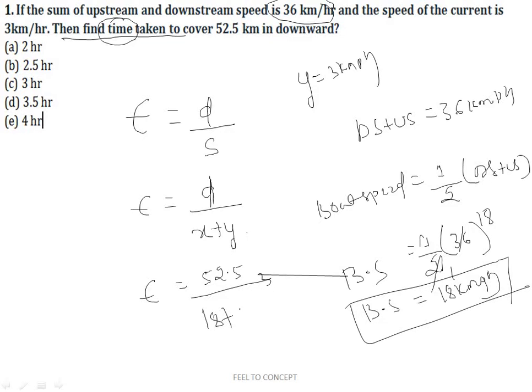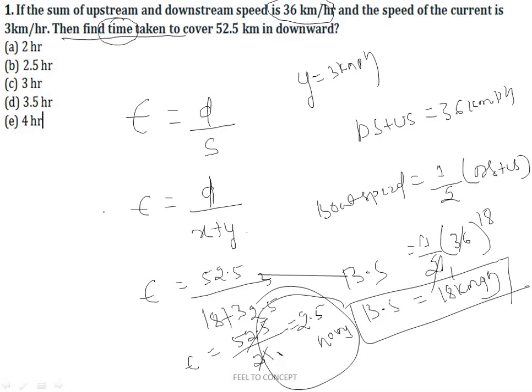We need to represent x plus 3. T equal to 52.5 divided by 21. 21 ones are 21, 21 twos are 42, the remainder is 10.5, which gives 5 after 21 fives. The answer is 2.5 hours. The second option, B, is the right answer.